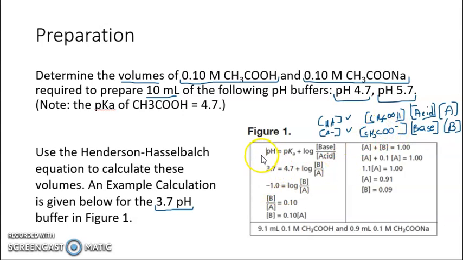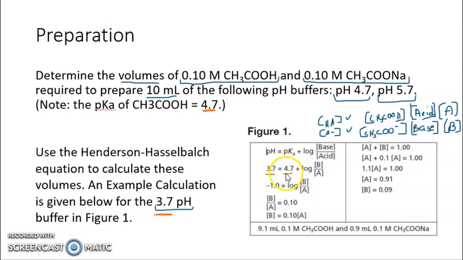But we set up our Henderson-Hasselbalch equation, and we're told in the worked example that the pH is 3.7. That's the buffer we want. So we put 3.7 in the expression. We're given the pKa of acetic acid is 4.7. So we put that in the expression. So pH is equal to pKa plus the log of this ratio.